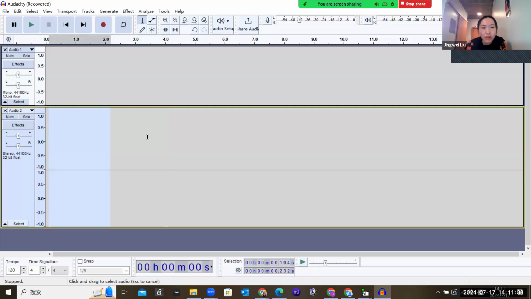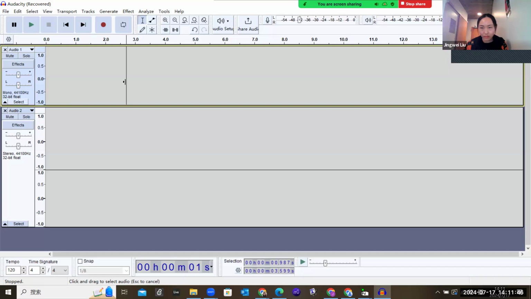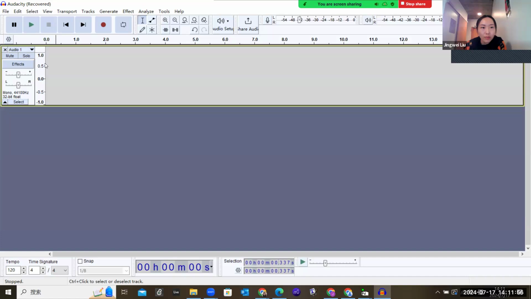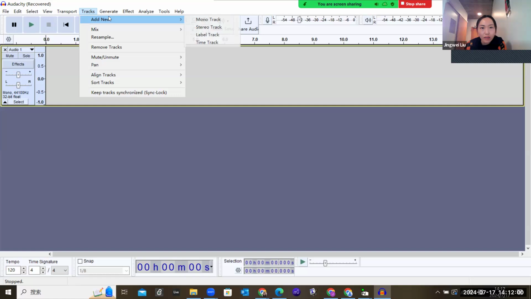Actually, stereo means left and right, because you have 2 ears. But for a mono track, it means when you listen to this track, what you hear from your left ear and right ear are the same. So for our purpose, we'll first use a mono track. It's just easier to visualize, easier to use.